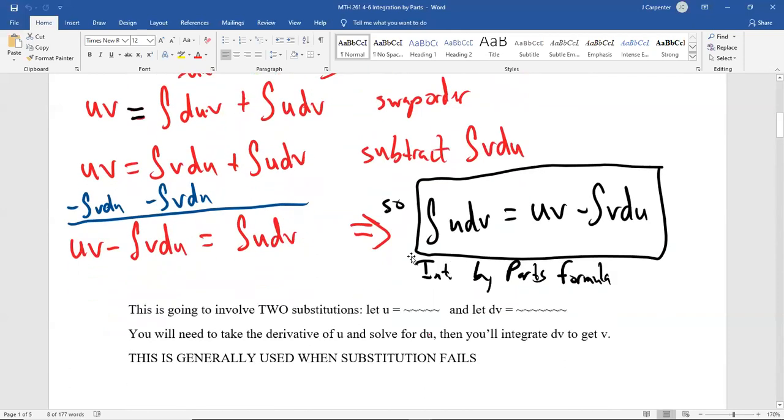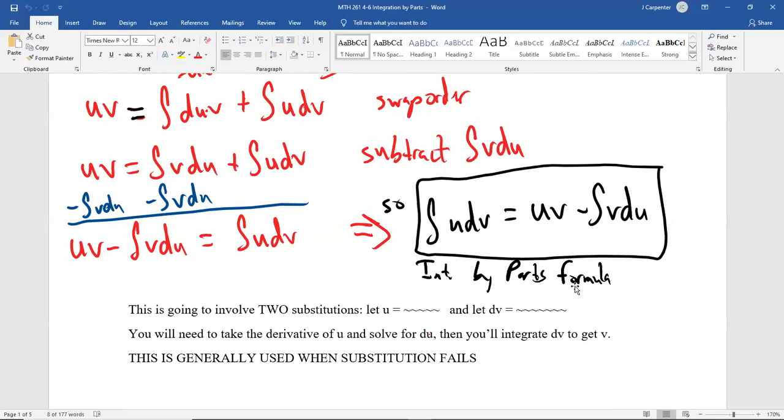So again, your two substitutions, you'll say let u equal blah, blah, blah. You'll let dv equal blah, blah, blah. Generally for this technique, u is the simpler part, which is ironic because in the other technique, we tend to let u be the more complicated part, or at least the inside of the more complicated part. So that's a bigger difference here.